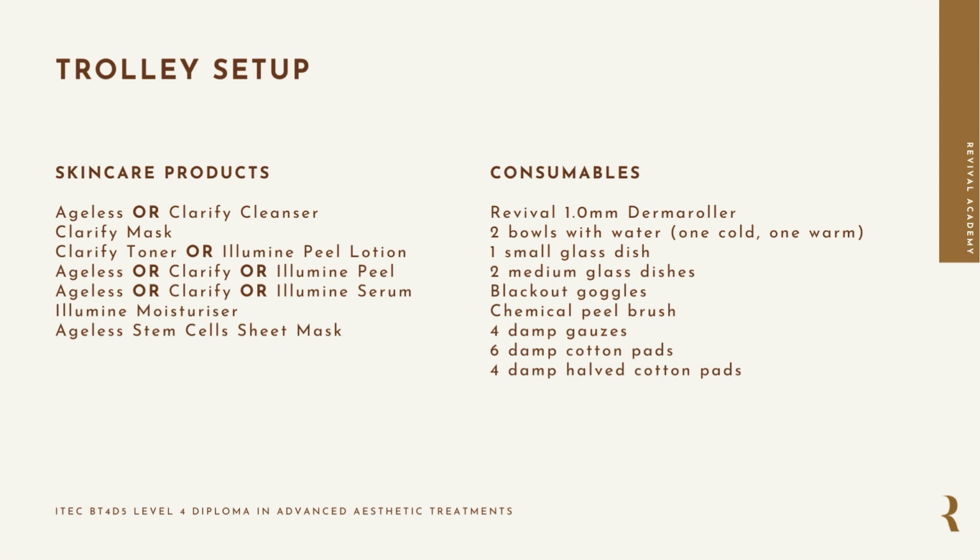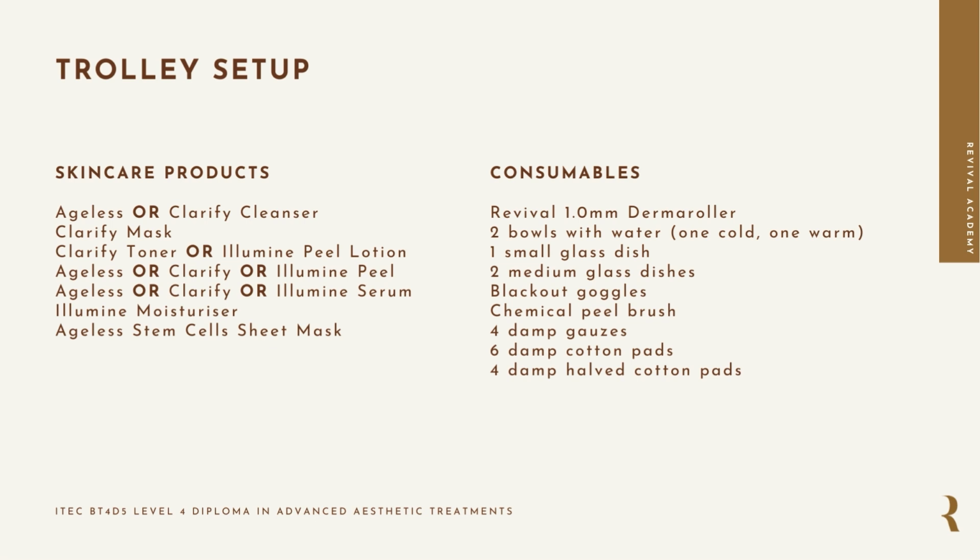And then on the right, as you can see, you will find the list with all consumables that you would need to have ready and prepared on your trolley. Make sure that your trolley and your working area is set before the client arrives for the treatment. Once you have everything in place, then you can start the chemical peel.